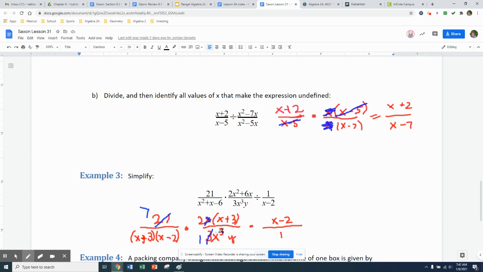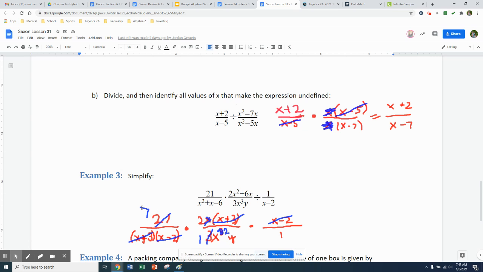This x is going to cancel out one of these down here. So now I have an x squared down there. X plus 3. I do have an x plus 3 in my denominator. There it is. X minus 2. I do have an x minus 2 in my denominator. There it is.